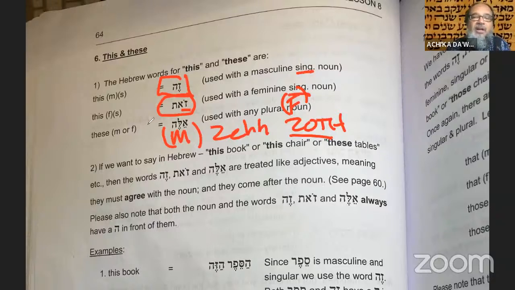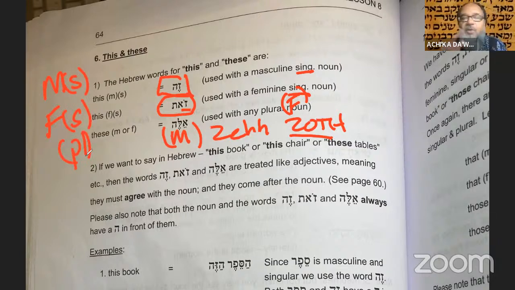So in our lesson today, you're always going to deal with masculine, feminine, and you're going to deal with singular or plural. That's it. You're talking to one individual or you're talking to many. So it's pretty simple. So ze, zoth, and then the last one is called ele.